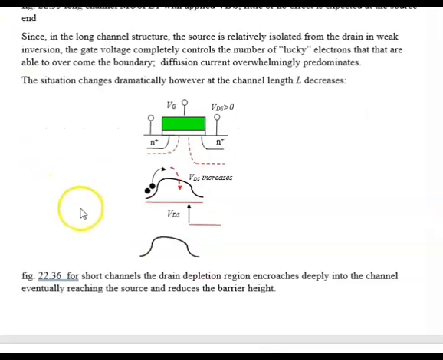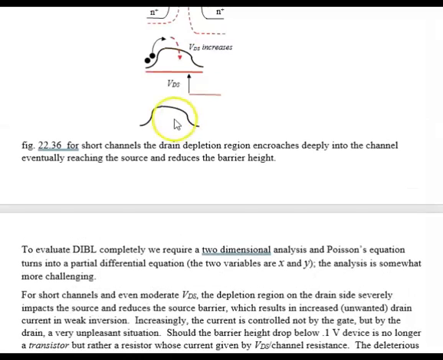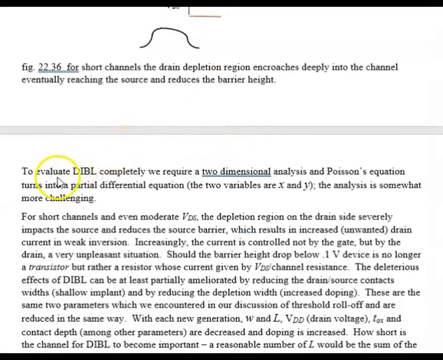So the upshot is that even for relatively small values of VDS, we're going to have a significant effect of the drain on the source if the L is really small. So for small channel lengths, L, this is a huge deal.